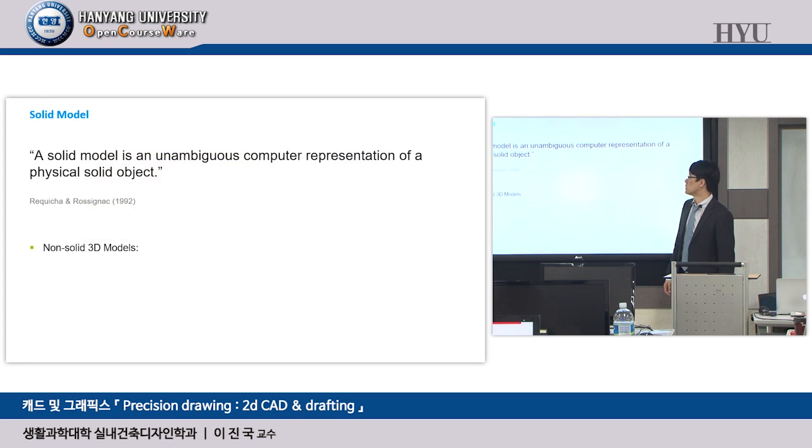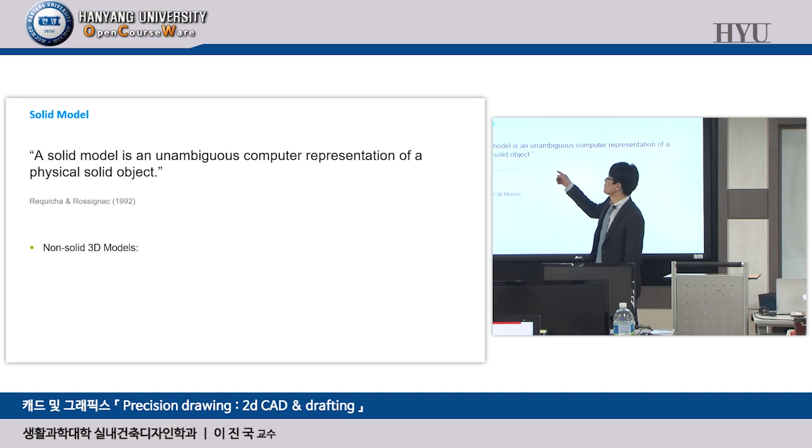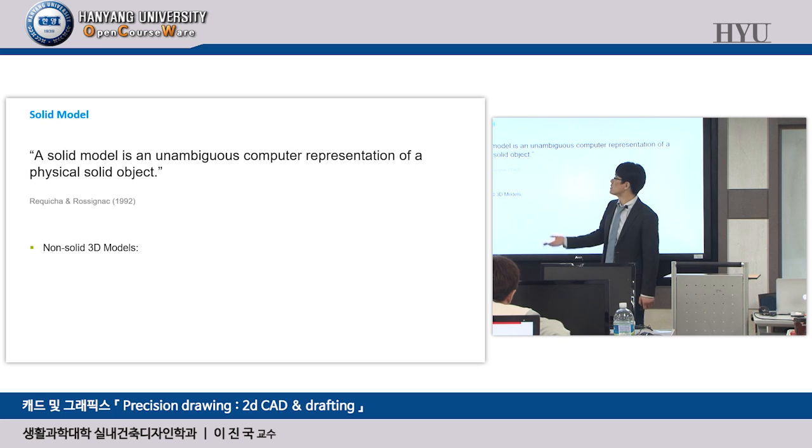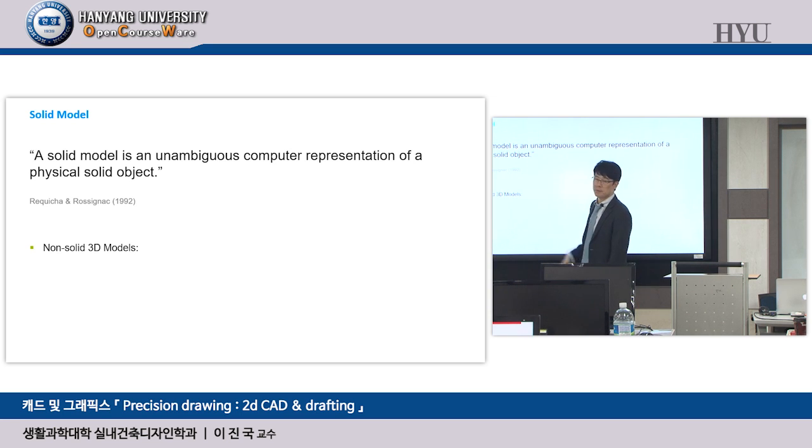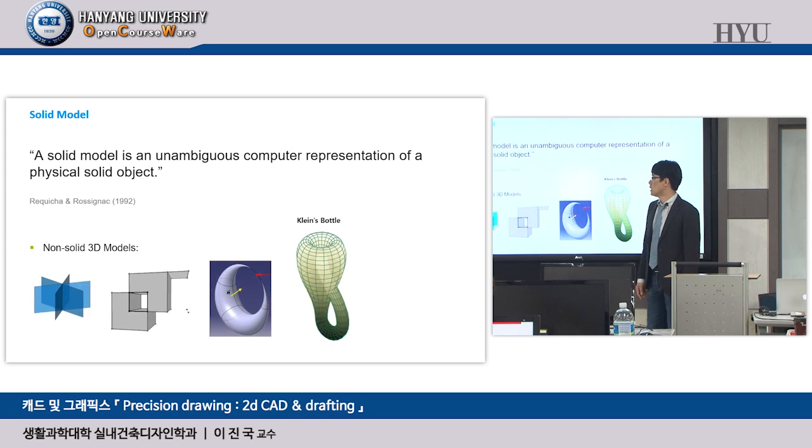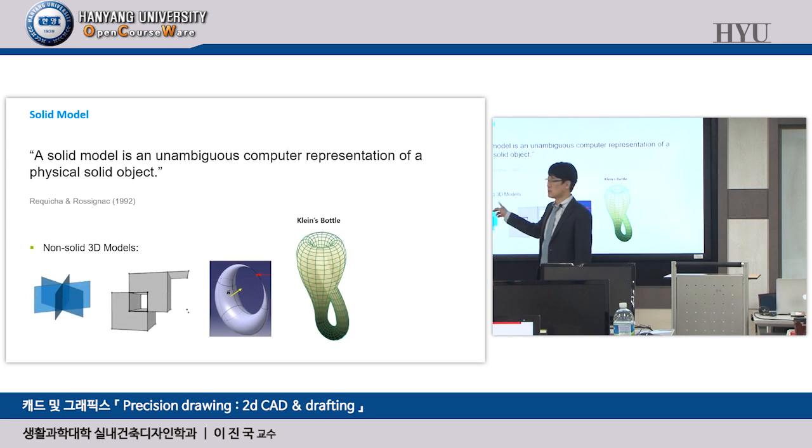So what's a solid model? Here is a simple definition of solid. A solid model is an unambiguous computer representation of a physical solid object. What is the difference between a solid and a surface-based object? What is unambiguous? Defined by Requicha. Take a look, non-solid 3D models. Non-solid 3D model means, okay, take a look.